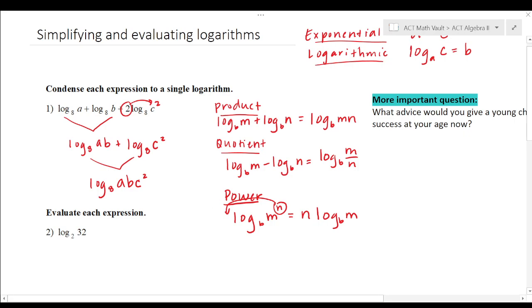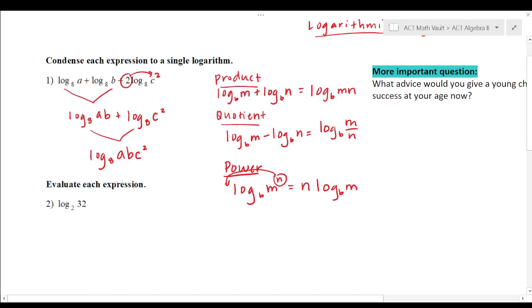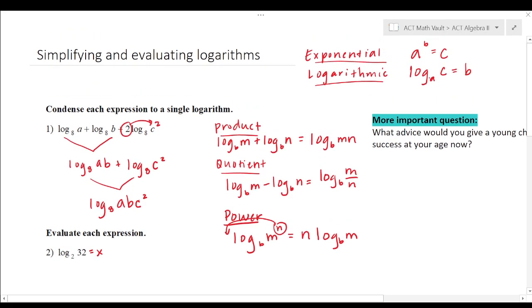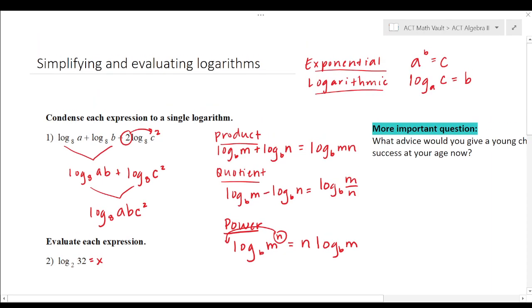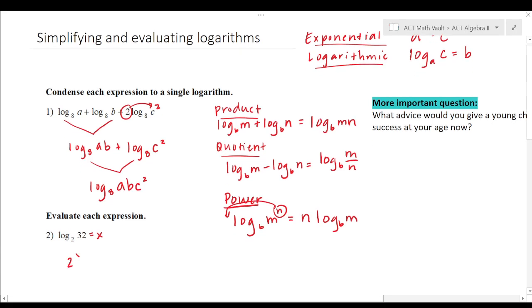Okay, then the second question is pretty simple. My trick is set it equal to x because we want something in this A spot and the B spot and the C spot. Okay, so right there we didn't really have a B. We're wondering what is the exponent as you go from 2 to 32. That's really all it translates to. So I'm going to rewrite that in exponential form, and that's 2 to the x equals 32.